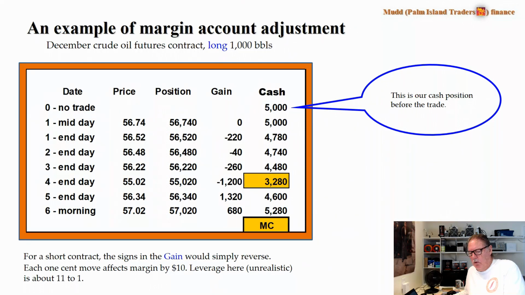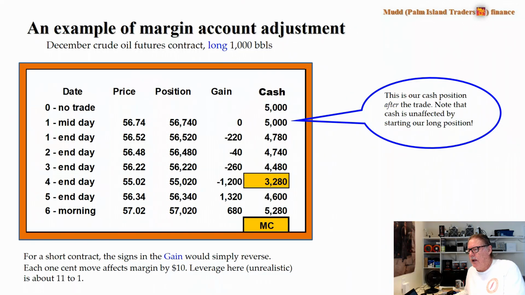Let's say we go long on the contract, not really buy the contract, in the middle of the first day. And so we do this at 56.74, and it does not affect the cash value of the contract, as we've already said. This is our cash position after the trade. Notice that cash is unaffected by starting our long position, and that's the way it works. We're not buying a contract. Settlement is beginning, but we're not buying a contract, and so the cash does not go down, except by a small transaction fee, like $1.20, and I'm not showing that, obviously.